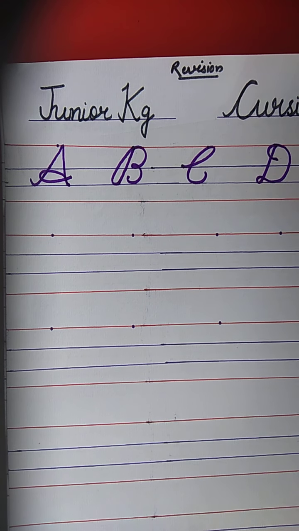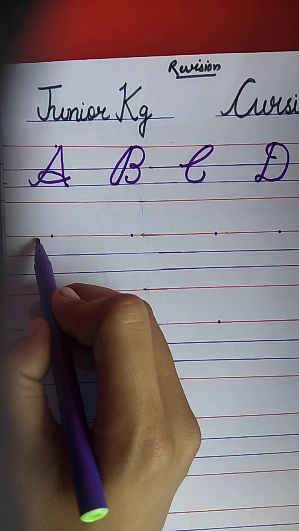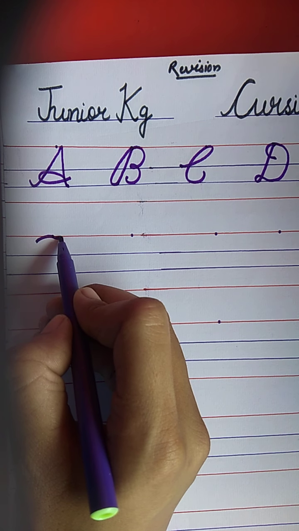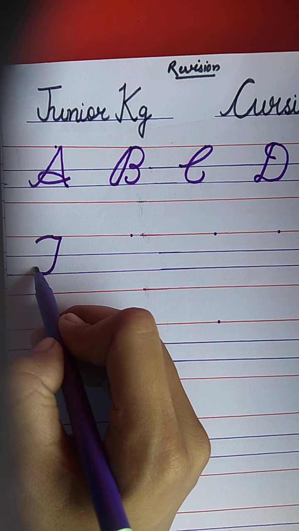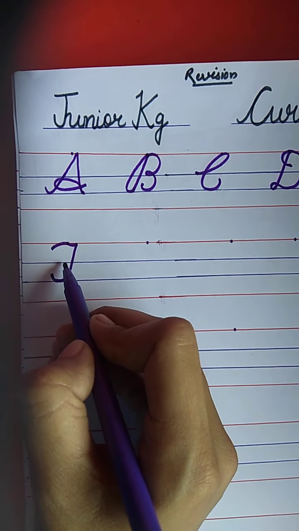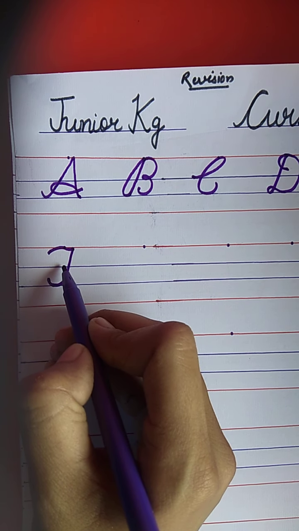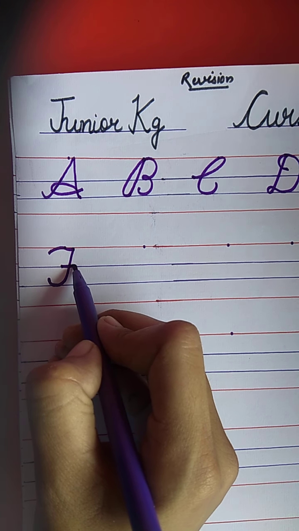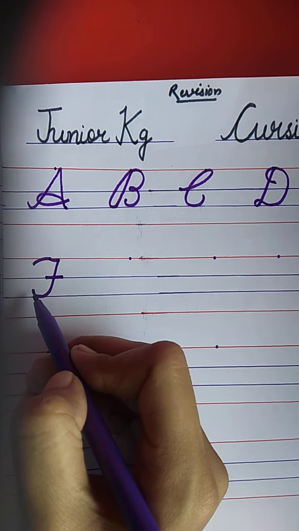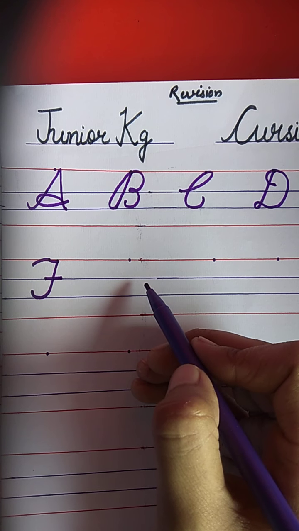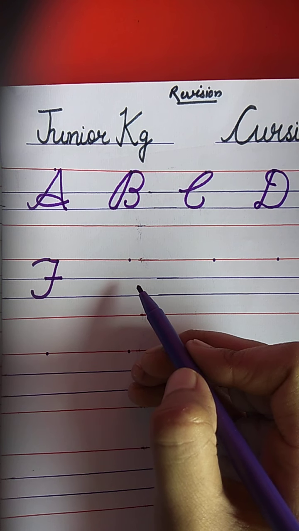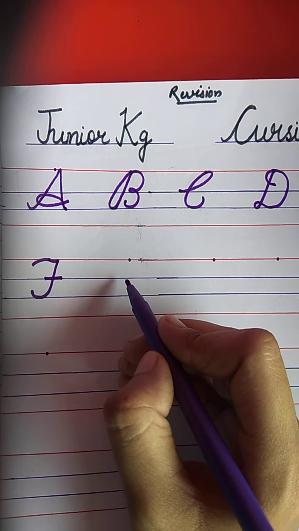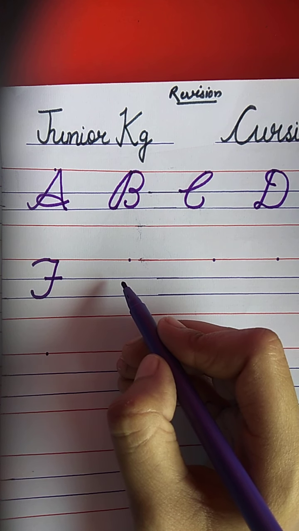F for fish. See here. Draw with me a curved line on the red line. Draw a slanting line like this and again a curve. Now the last line is a sleeping line on the first blue line. This is letter F. F for fish. What is the spelling of fish? F I S H. Fish. Now the next letter is G.